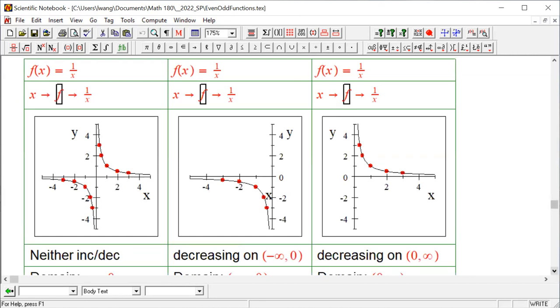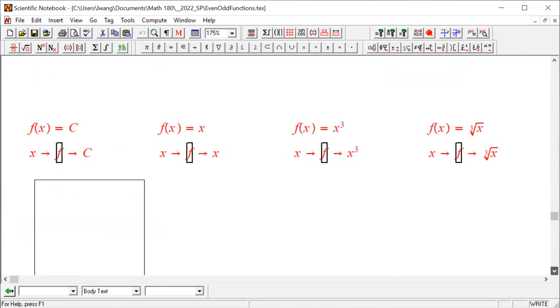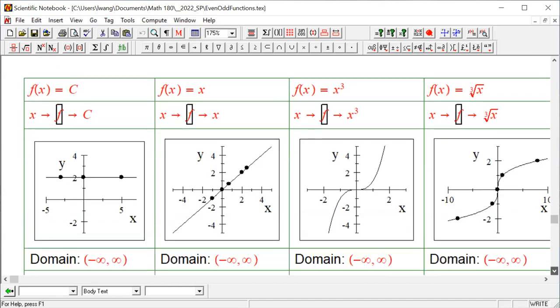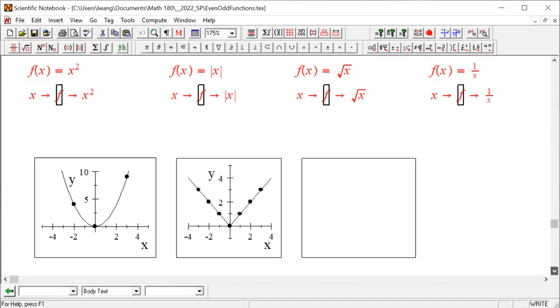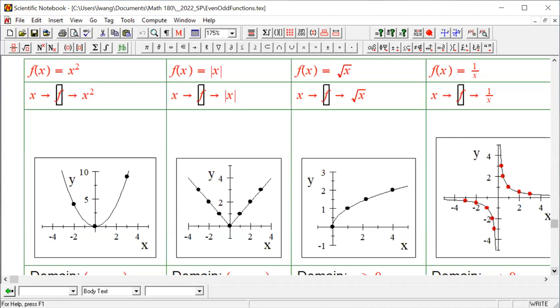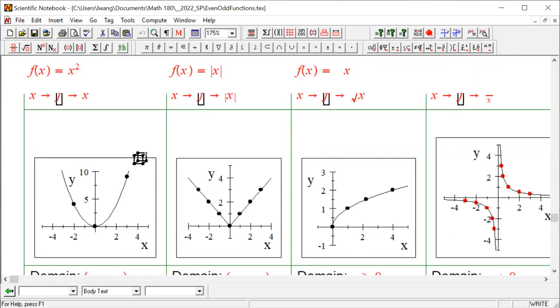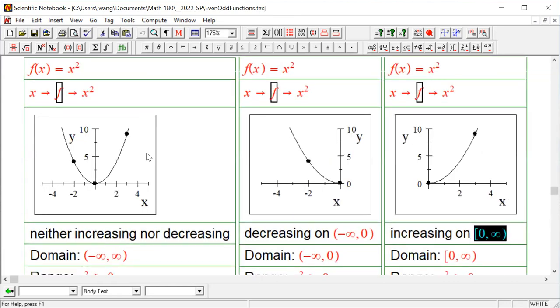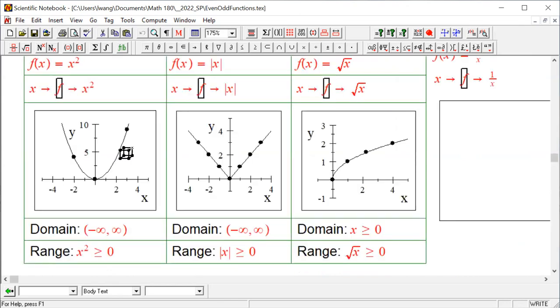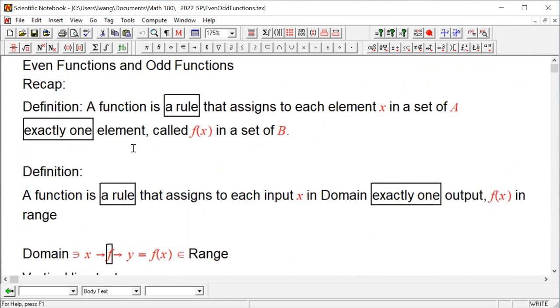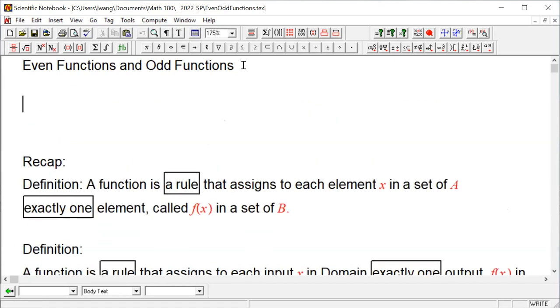So without further ado, we're going to talk about even functions and odd functions. Okay, so let's start with the definition. I'm going to move to the very top. What makes an even function and what makes an odd function?